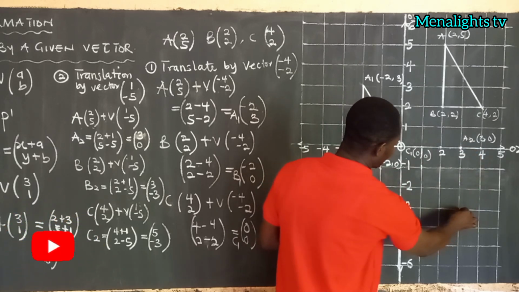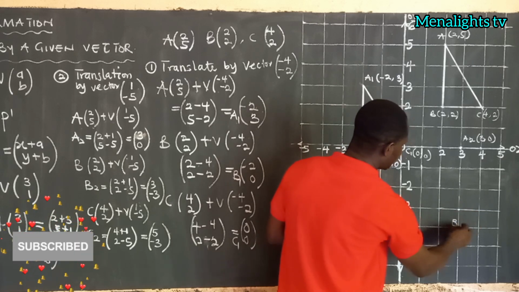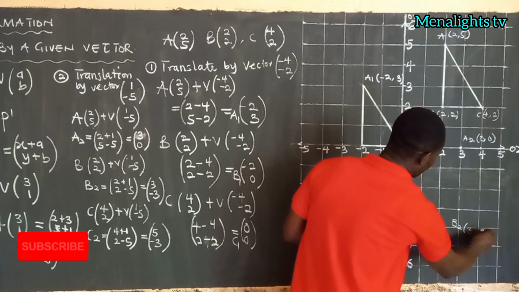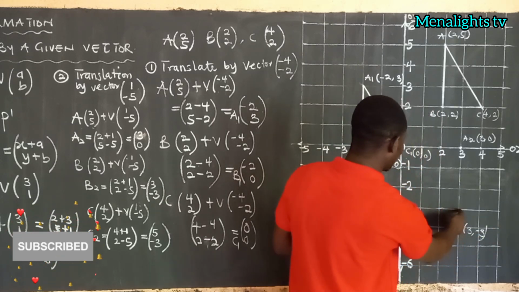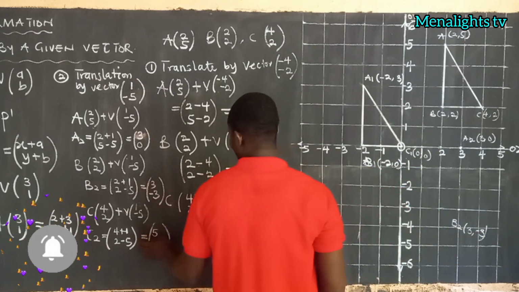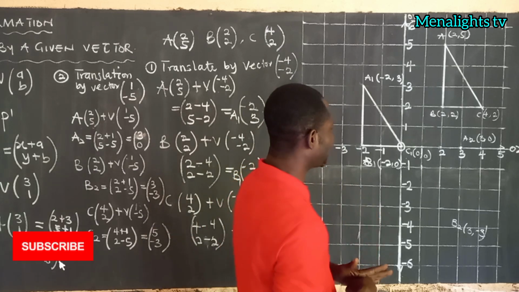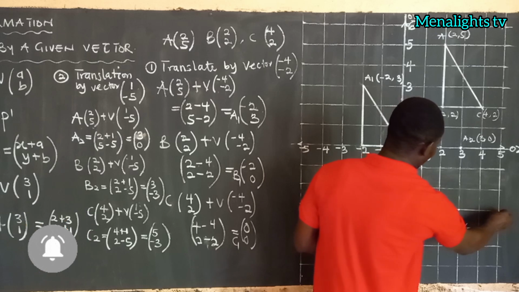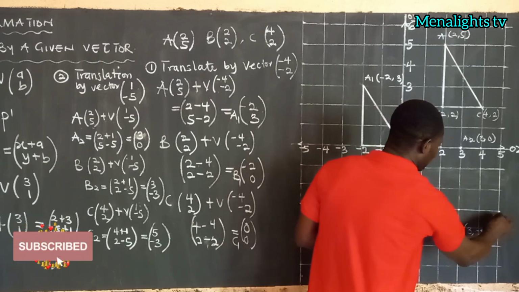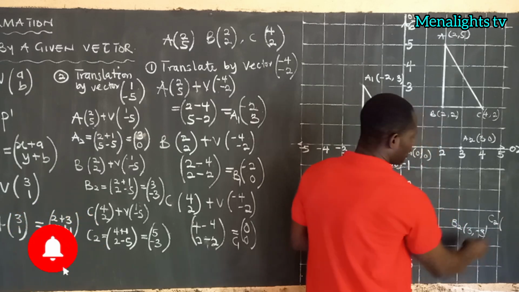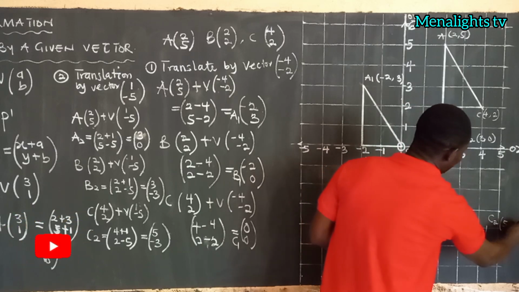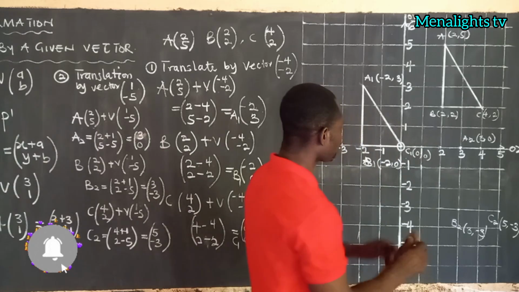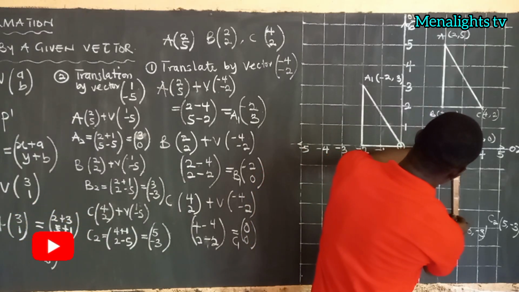So we have 3 and negative 3 is here. 3, negative 3. That's my B2, 3, negative 3. So we have the 3, negative 3 there. That's my B2. And then the last but not the least, 5, negative 3. So we have 5 and then negative 3. So here the C2, we have the 5, negative 3. So let's join and see what is formed. So we have this.